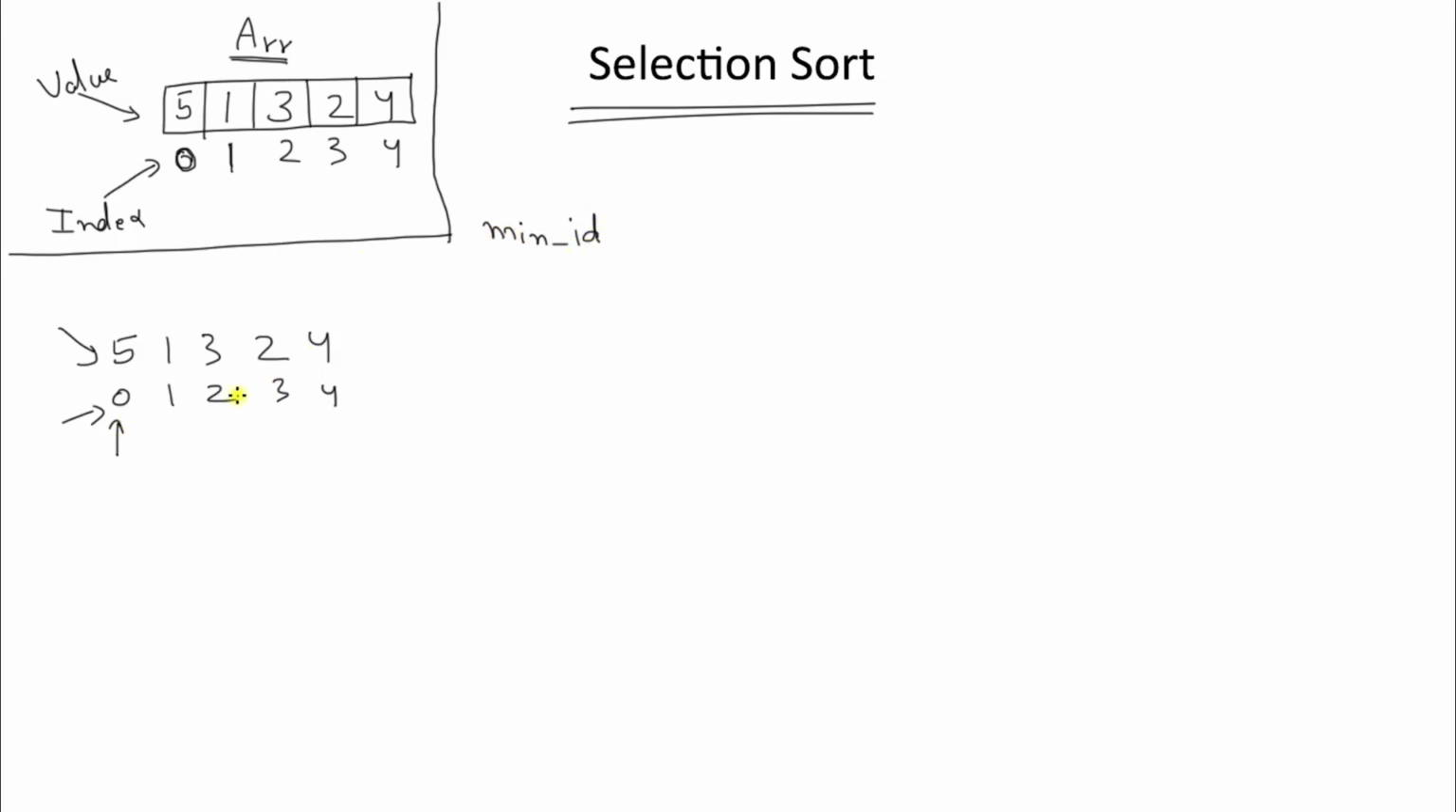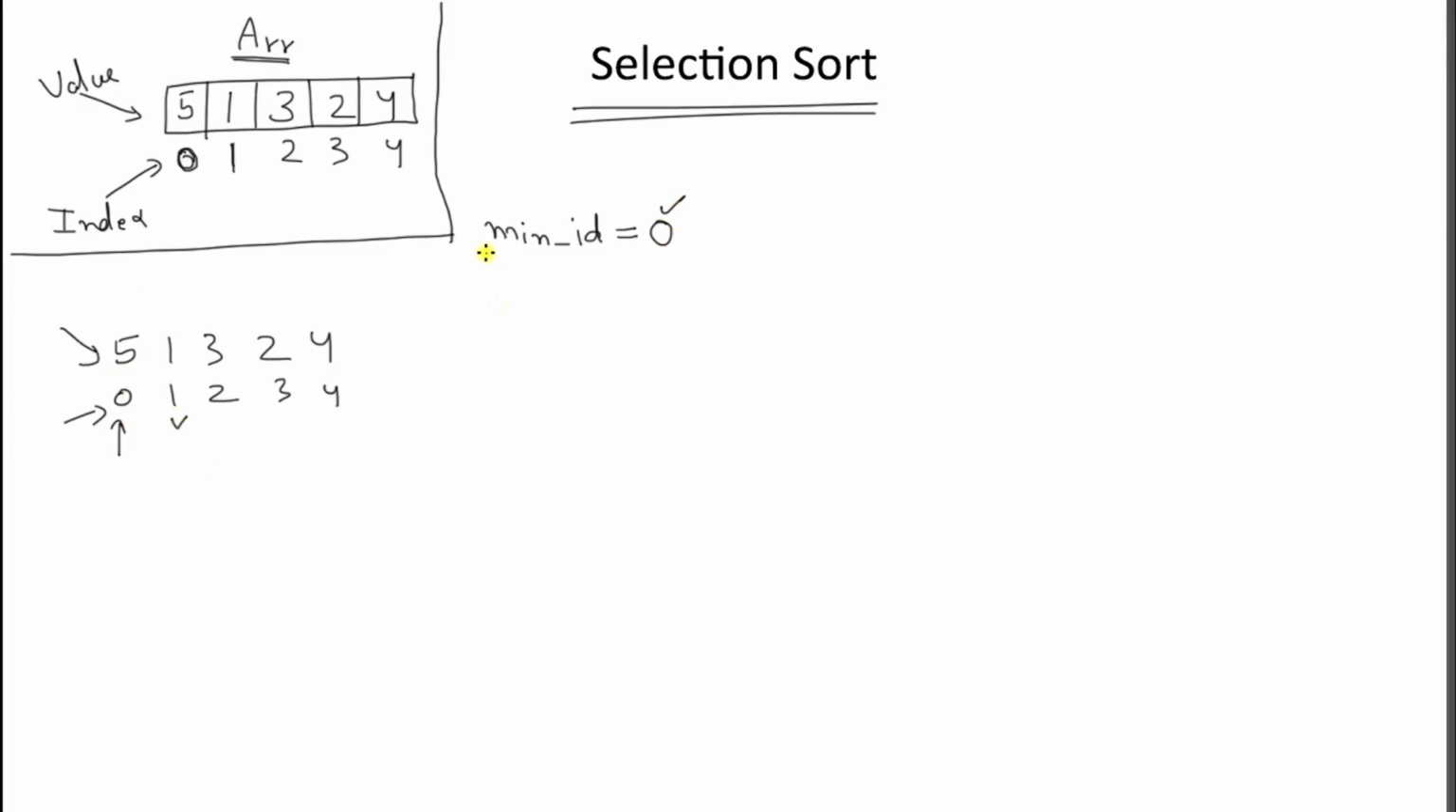So the rule is like this: you will start with the 0 position. Whenever you start, you initialize this minimum id with this value. So for now it is 0. Now you will compare the 0th location with the first location. And wait, let me explain the use of this minimum id variable here.